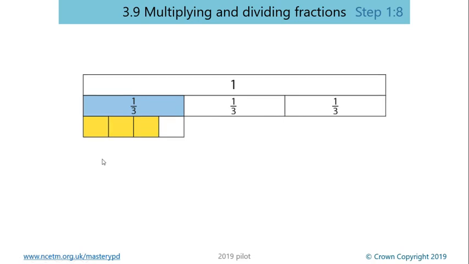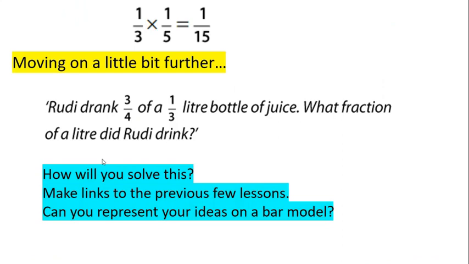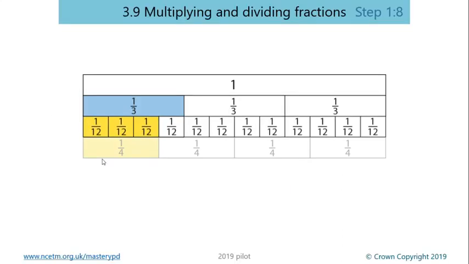Tell me what the calculation would be. We started off with the question, 3/4 of a 1/3 litre bottle of juice. What's the question? Okay, the question is 3/4 multiplied by 1/3, so 3/4 of 1/3 equals 3/12. And I wonder if you could explain why there is a quarter down here?